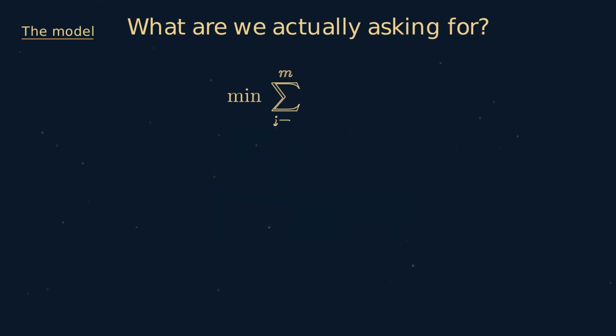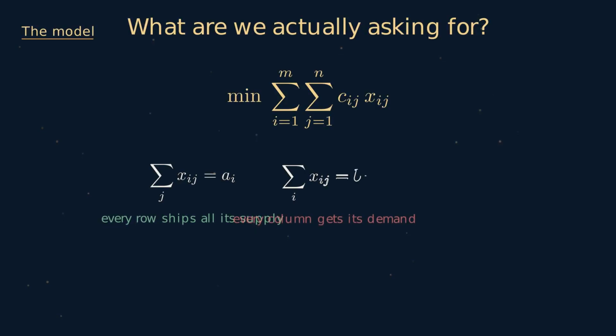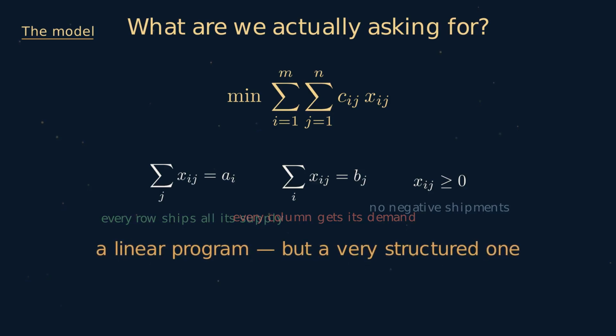Written out, the goal is short. Multiply each route's unit cost by the units you send along it, add all of that up, and make it as small as possible. 3 conditions keep the plan honest. Each row must ship out its entire supply. Each column must receive its full demand. And no route runs backwards, every shipment is 0 or positive. Linear objective, linear constraints, this is a linear program and the simplex method would solve it.